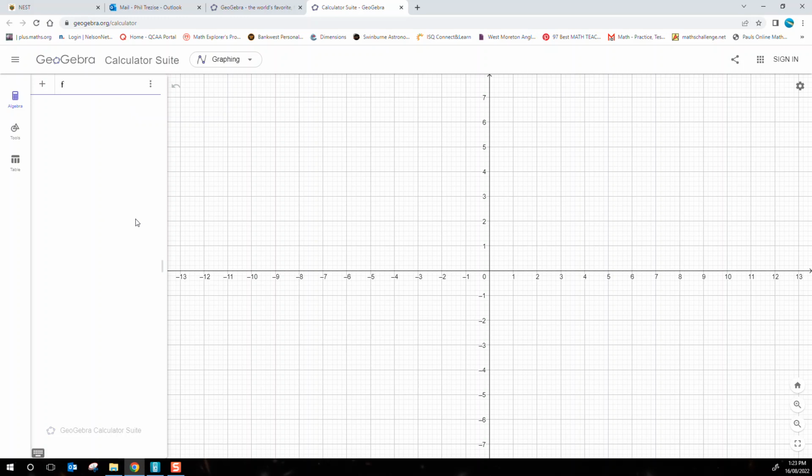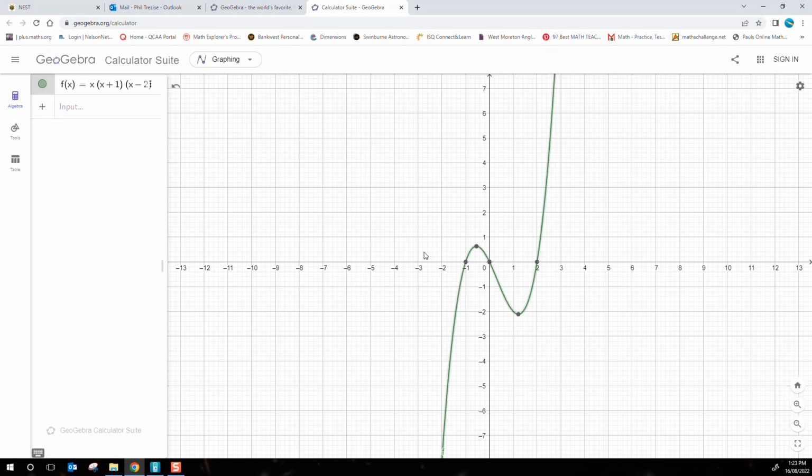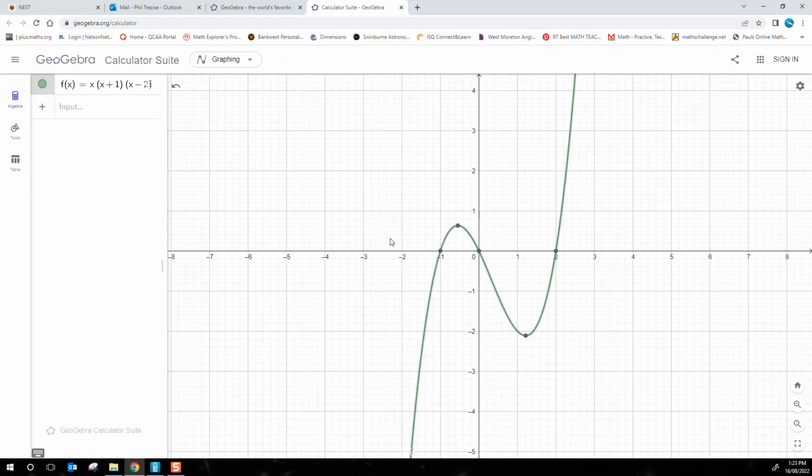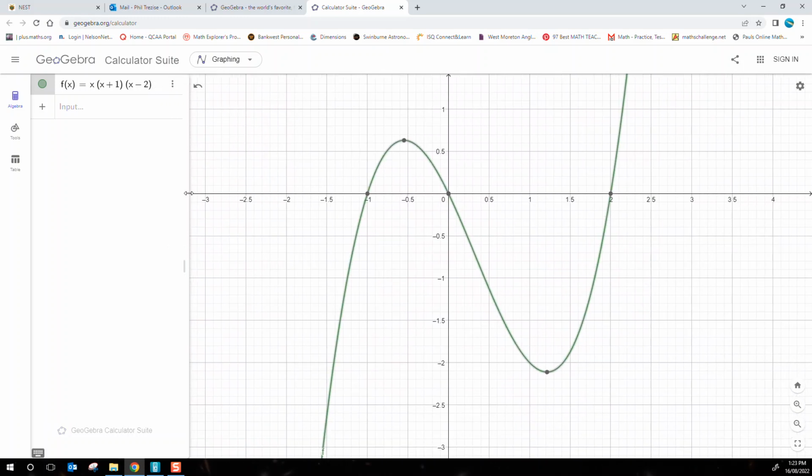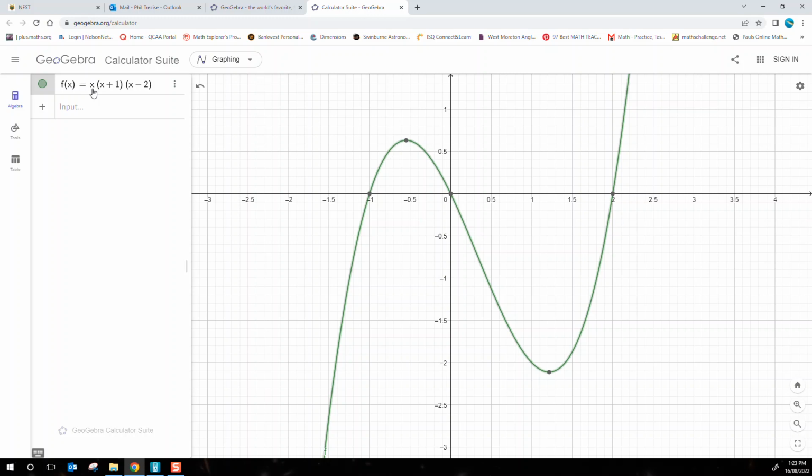So first we need a function of x. We'll just go with a straightforward polynomial, something like this. There we go. So it's a lovely little cubic function. And what are we looking at here? Well, we've got a 0 at 0 and at -1 and at +2, so that's good. We've also got turning points in between those as well. More about them in a minute.